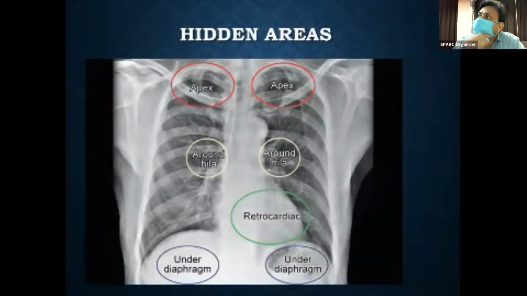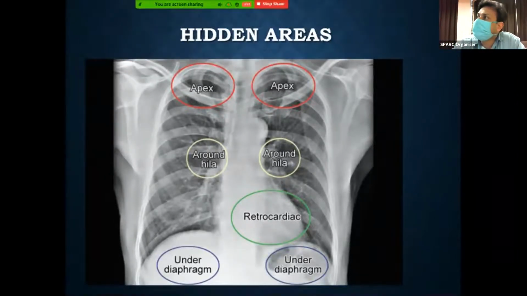Now, there are certain areas on the chest X-ray which are described as hidden areas. Why are these called hidden areas? Because these areas are usually congested. These areas have a lot of overlapping shadows, and abnormalities may be missed in these areas. So it's a good idea, after you have reviewed the chest X-ray, to give a second look and pay attention to these hidden areas. And these hidden areas are the apices.